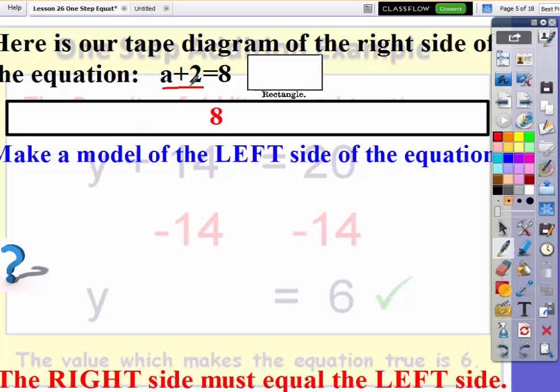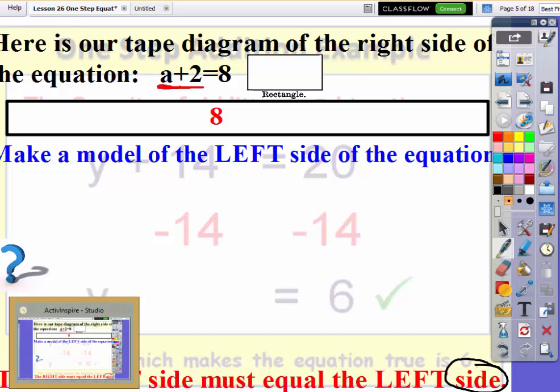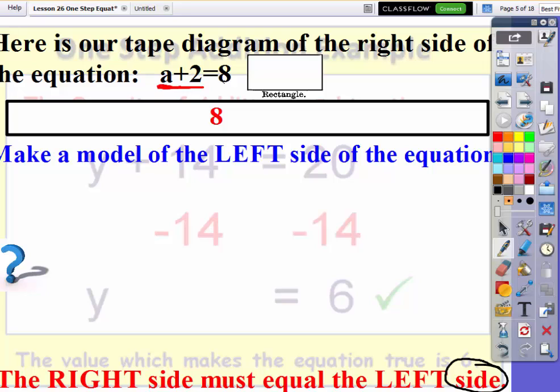So what's my left side again? Well, it's this a plus 2. I forgot. What's that expression I told you to remember? Oh, that's right. It's right down here. The right side must equal the left side. So I know my right side is 8. I know this left side is also going to equal 8.